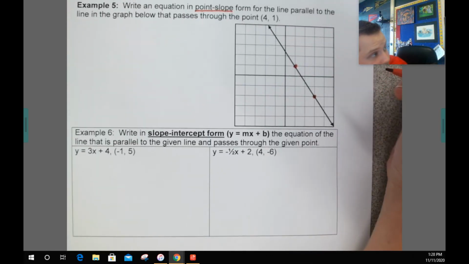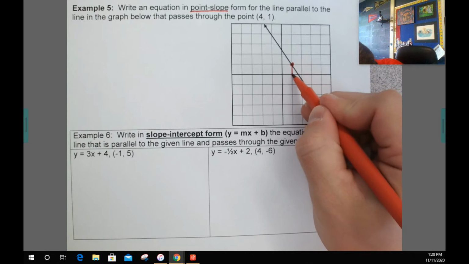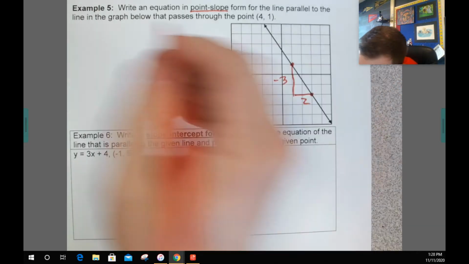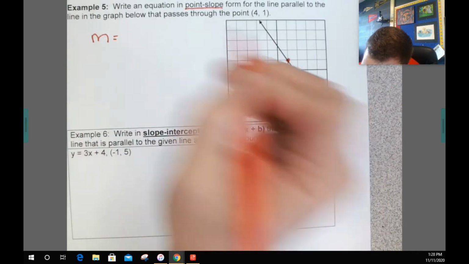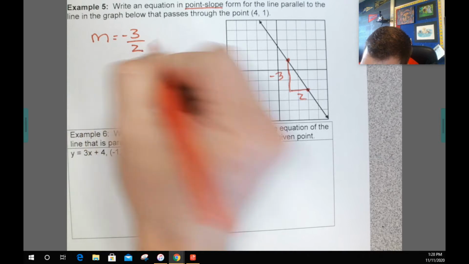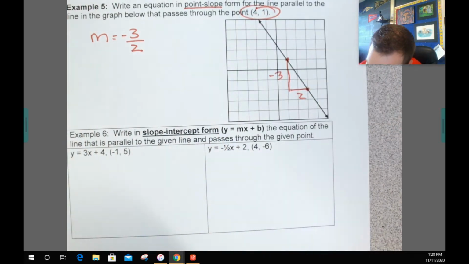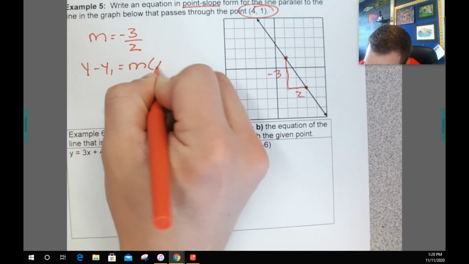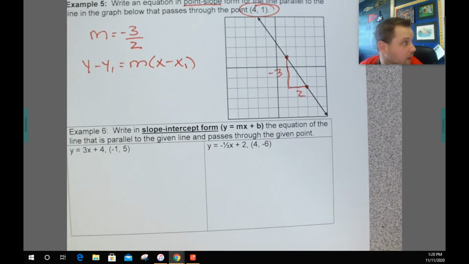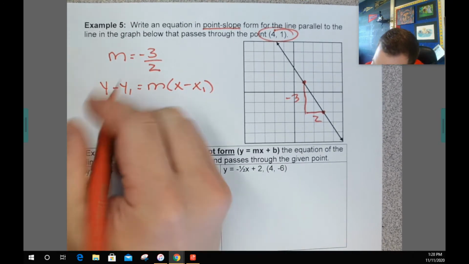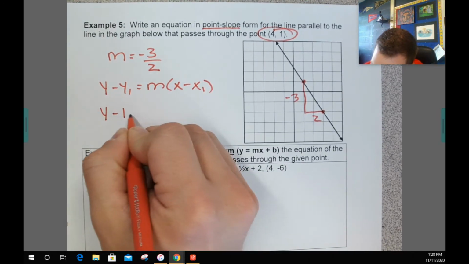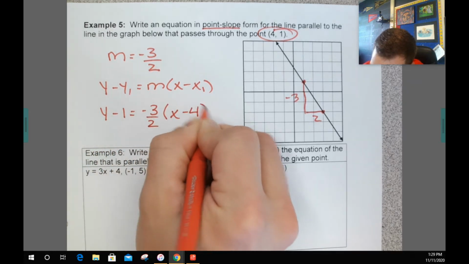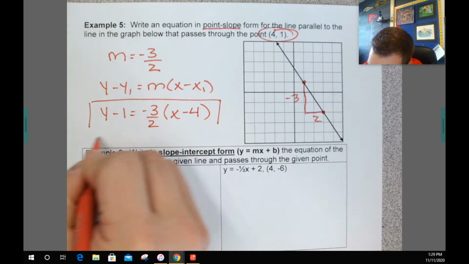So your slope, we are going down 1, 2, 3 points, so negative 3, and I'm going to the right 2. So we have a slope of m equals negative 3/2. My point is 4, 1. So our general form, y minus y1 equals m(x minus x1). We go ahead and substitute in. So we're going to get y minus 1 equals negative 3/2 (x minus 4). Done.